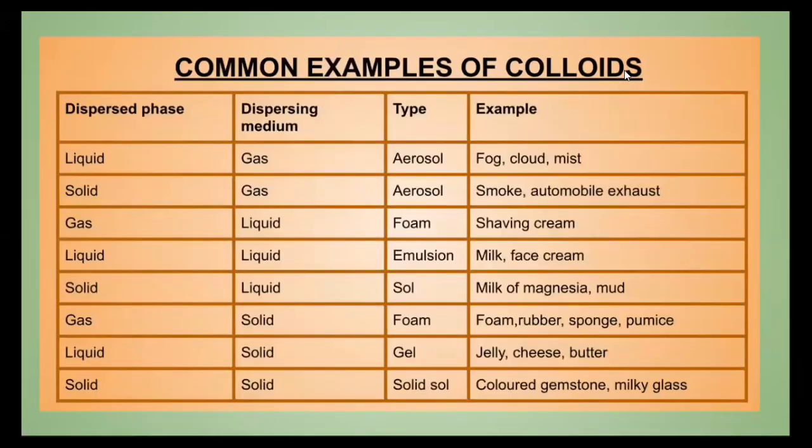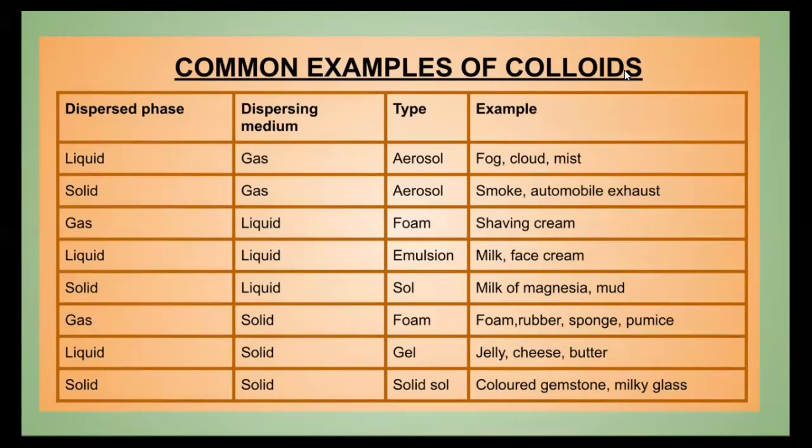This is very important: the examples of colloids. Now, if you observe, all these examples are divided into three categories. One in which the dispersion medium is gas, another in which the dispersion medium is liquid, and the third in which the dispersion medium is solid. Here comes solid, here liquid, and here gas. And the various dispersed phases are taken here separately.